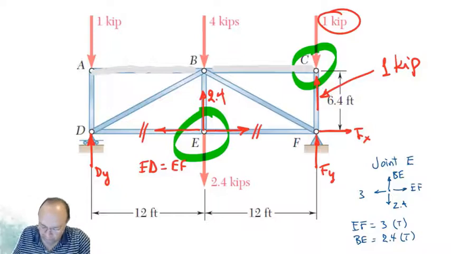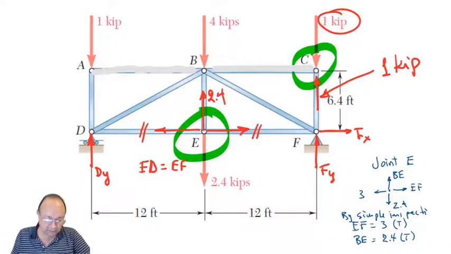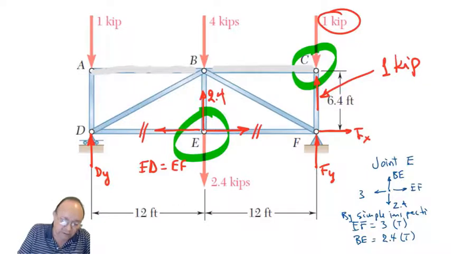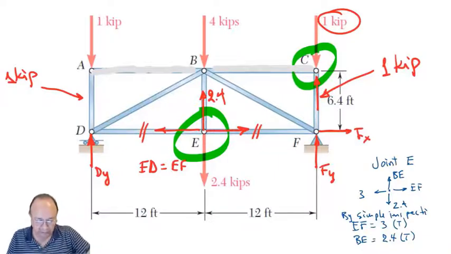You can, if you want, write by simple inspection. You just write your results right there. You don't have to set up the equations or anything like that. What else? I think that's it. So know that this one is also 1 kip. This is 0, this is 0.